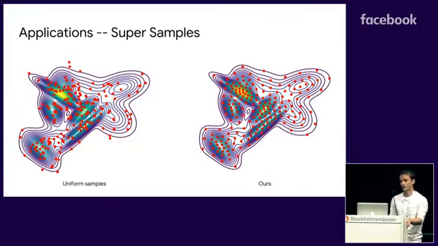I can also do this for a mixture of Gaussians, and I'm showing on the left uniform samples from that same mixture, and on the right samples drawn using our algorithm. And you can see that our algorithm much better approximates the contours of the distribution.